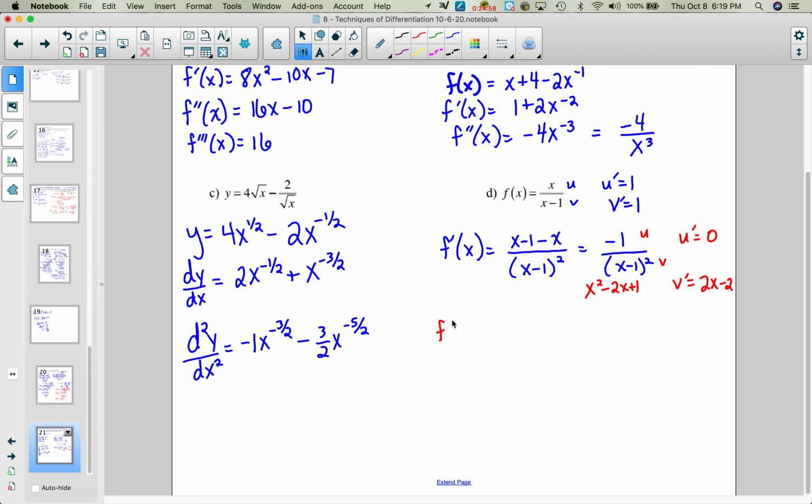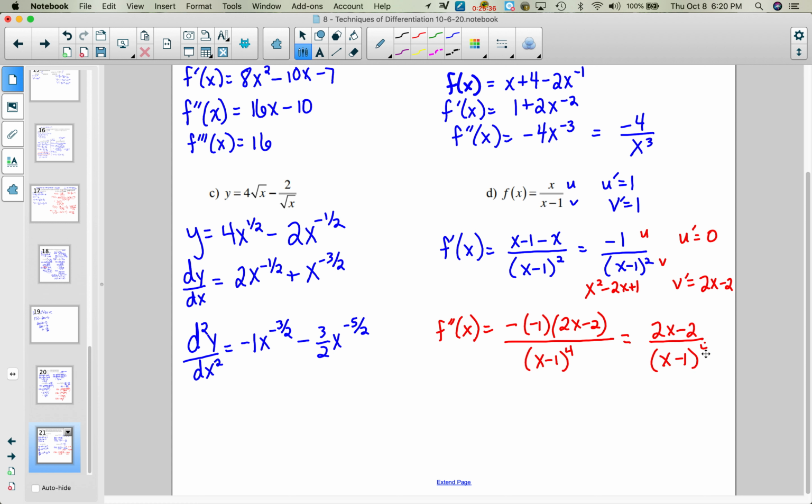So then f double prime is u prime v, so it's 0 times v, so that's 0, I'm going to leave that off, minus uv prime, so that's a negative 1 times v prime, all over v squared. Well, I'm not going to use the multiplied out one. If you square something that's already been raised to the second power, that's just going to make it to the fourth power, because a power to a power, you multiply the exponents. So cleaning this up, this is just a positive 1, so we get 2x minus 2 over x minus 1 to the fourth.